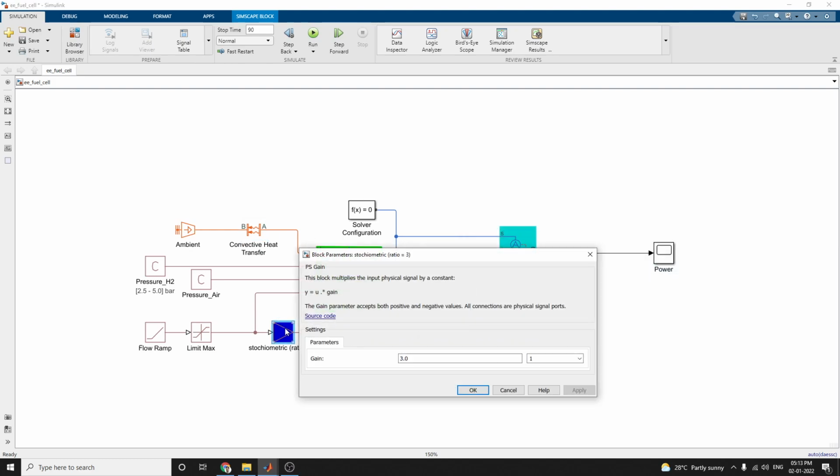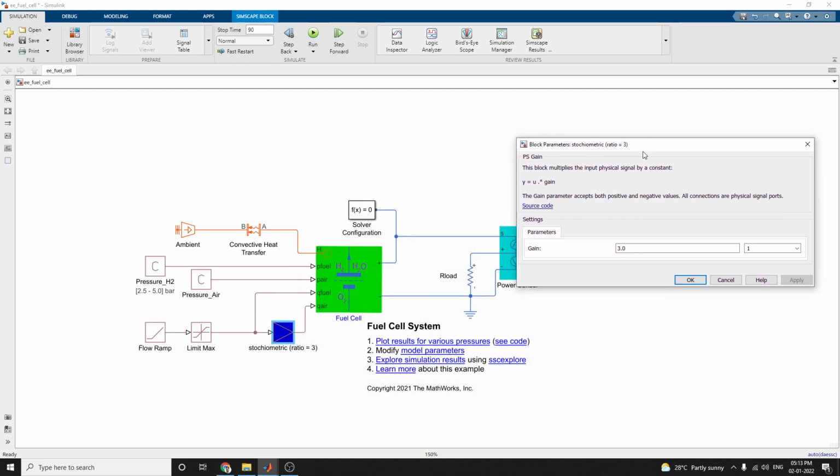Here is the stoichiometric ratio, which is also a PS Gain block. This block multiplies the input physical signal by a constant. The formula is y equal to u times the gain. The gain parameter accepts both positive and negative values. All connections are physical signal ports. Here you set the gain values as 3.0 and 1.